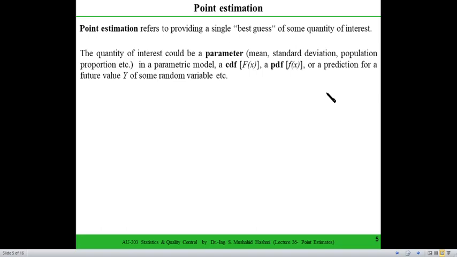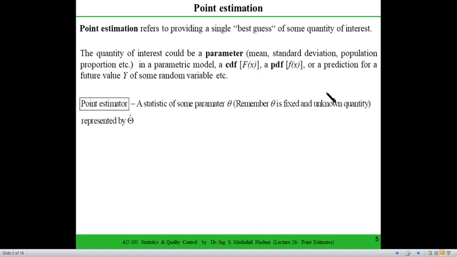So that is based on a random variable x, for example. Any quantity of interest, you are interested in its single value or say best value, so that you can characterize its behavior. Okay, now the term called point estimator.